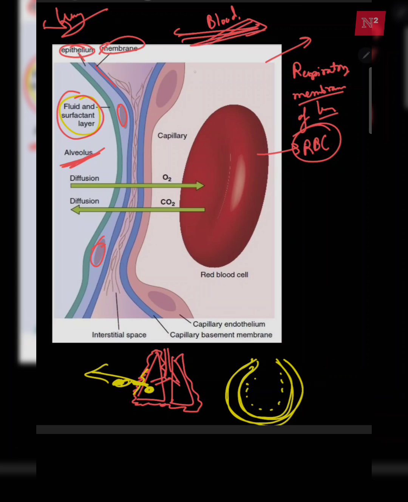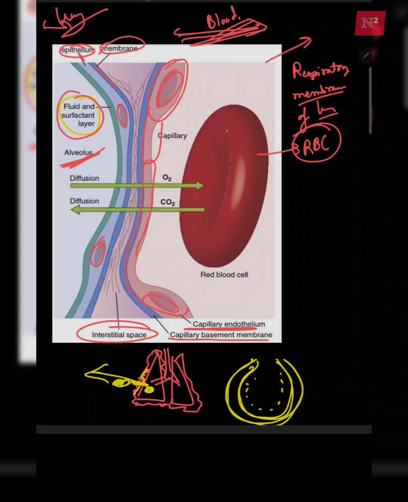Similarly, we know the inner lining of the blood vessel is made with endothelium. So this is the nucleus of the endothelial cell. This is another nucleus of the endothelial cell. It is connected like this. Now also this is a cell, so that's why it also should have a capillary basement membrane. Now in between these two we have the interstitial space.